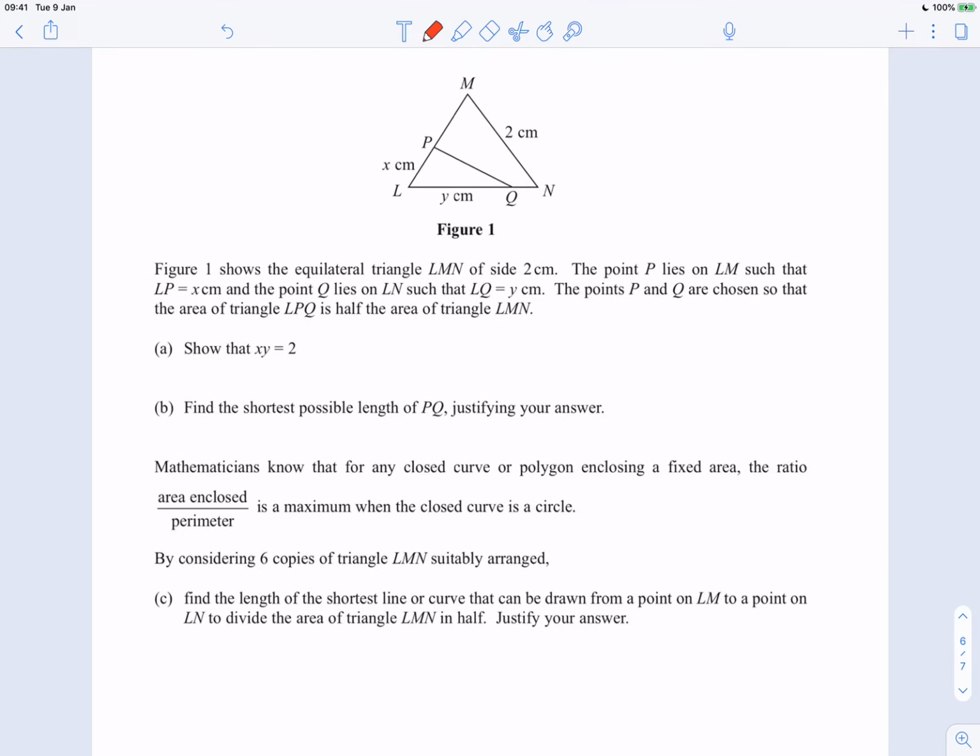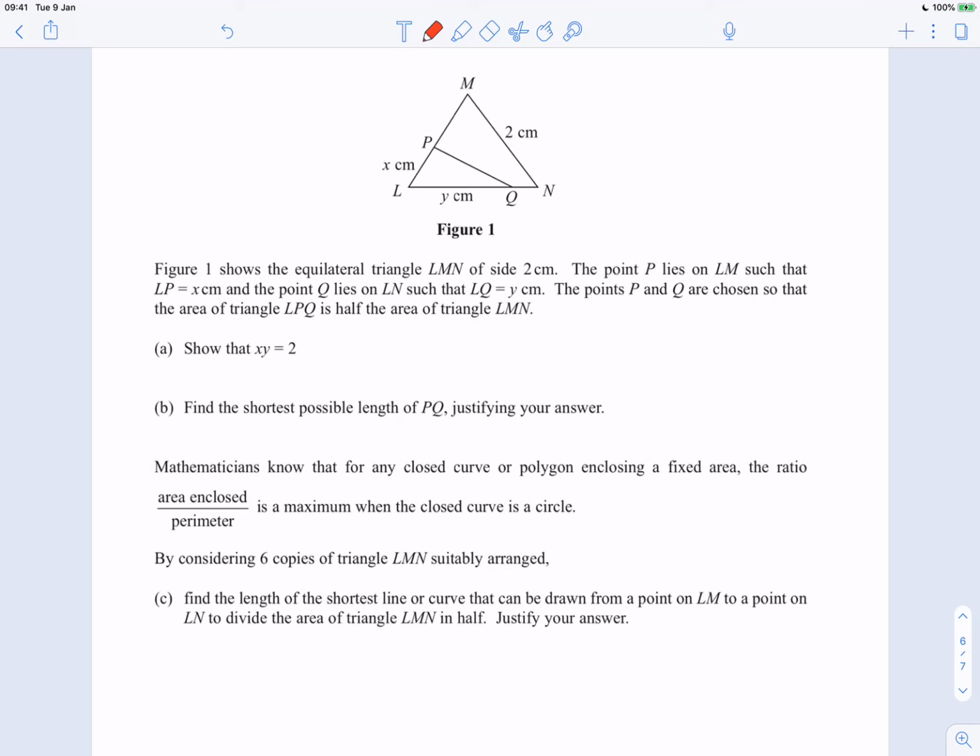Okay, now this question was taken from an advanced extension paper. It's quite difficult. We're going to have to use differentiation here. You're going to have to differentiate intuitively as well. So if you want to pause it and give it a go, I'm going to go through it in a second.